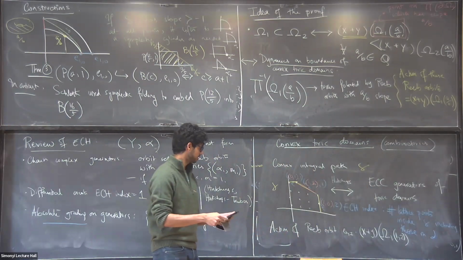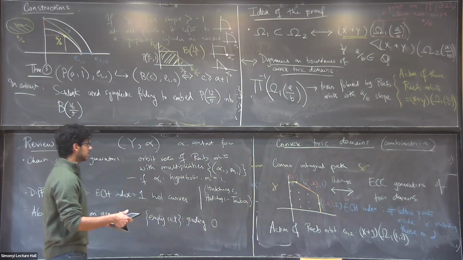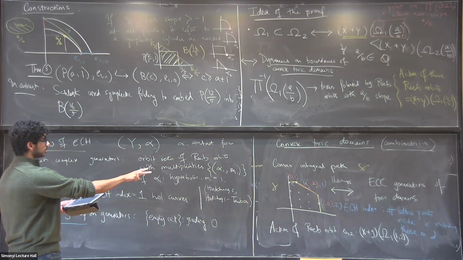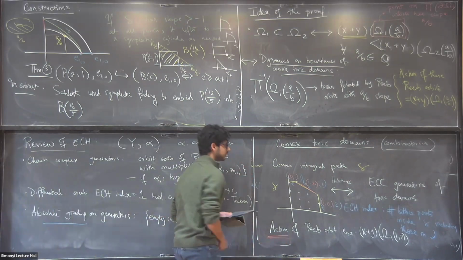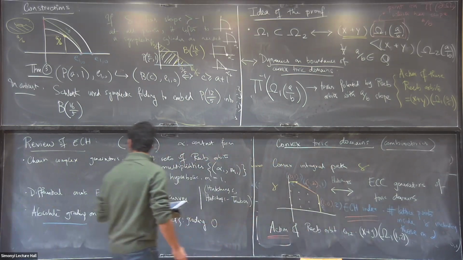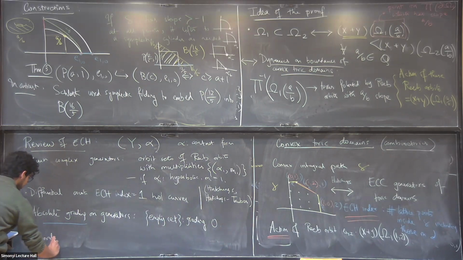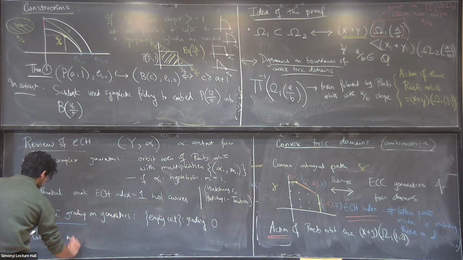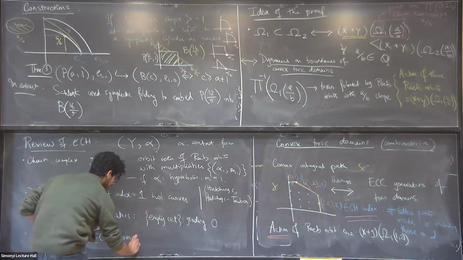Gives you the action. That's pretty quick. Okay. So combinatorially, we can see the action of a generator and we can see the ECH index of a generator. The one thing I should have mentioned is that when you have these cobordism maps on ECH, they preserve the grading.